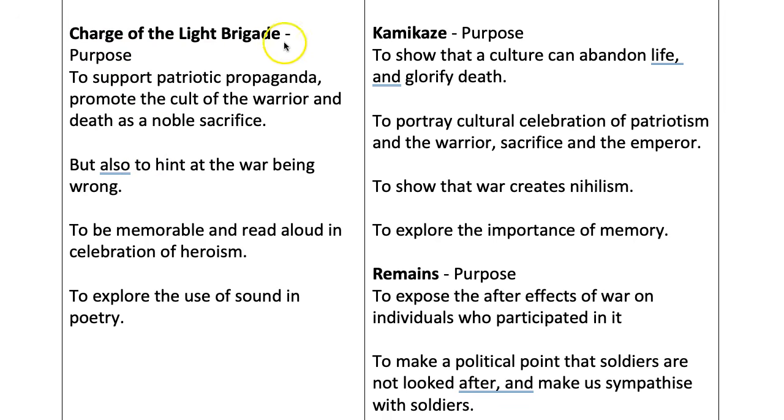So let's go to Charge of the Light Brigade. We already know that Exposure is going to be the top comparison possibly, but let's have a look at the other possible comparisons. So, purpose that we've got for this poem: to support patriotic propaganda, to promote the cult of the warrior and the idea of death as a noble sacrifice. But, as I hinted at earlier, also to hint at the war being wrong.